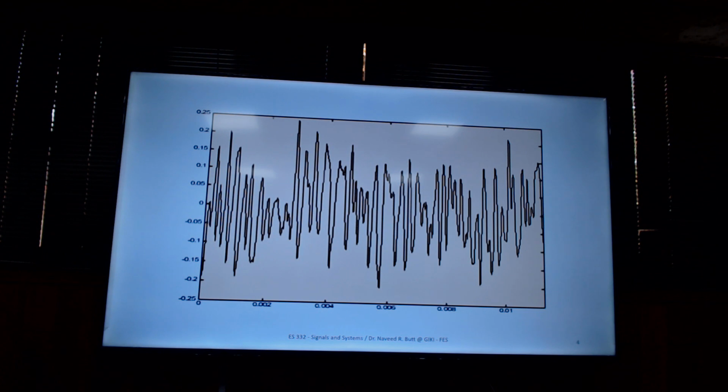Time domain is not very conducive to analysis of the components of a signal in general. That's where the power of Fourier transform or the transform domain comes. Okay, so you and I are confused.